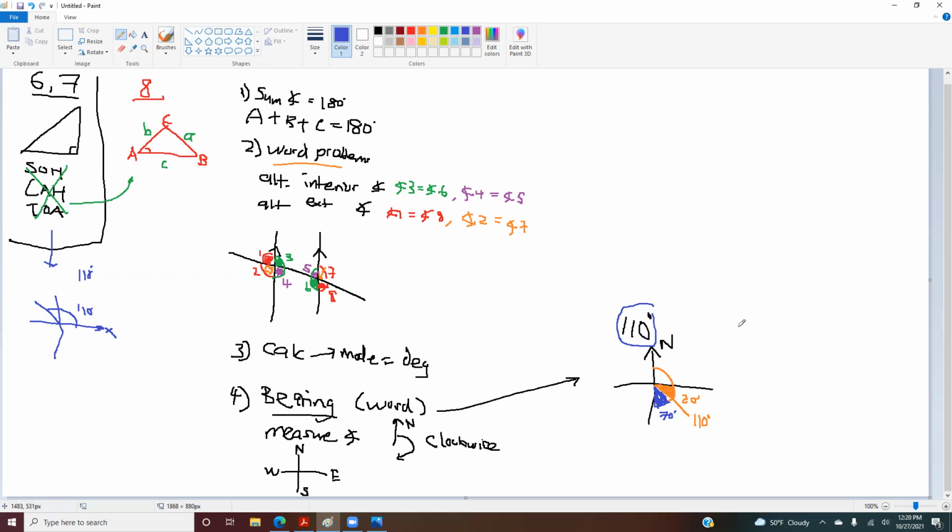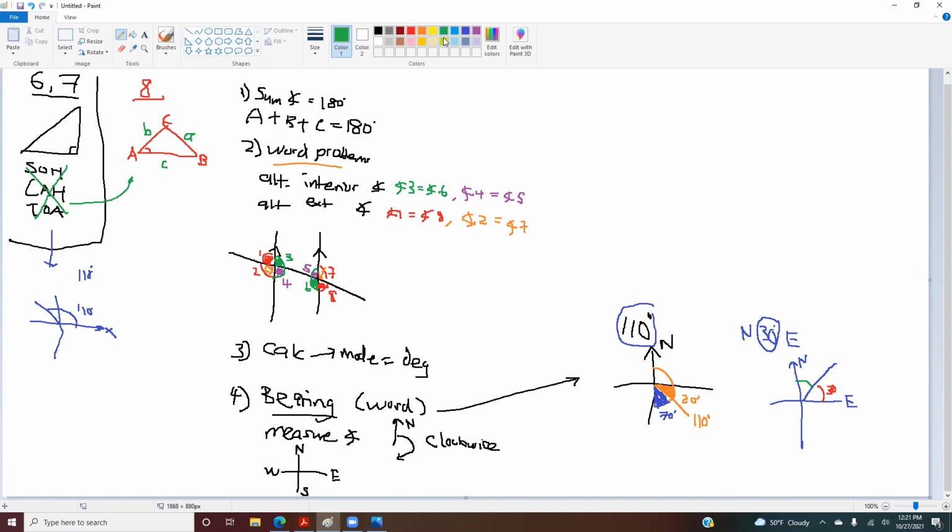Another way that a bearing is used is they give you something like north 30 degrees east. So where is north 30 degrees east? North is here, east is here. So that means your angle is going to be somewhere here. But my question to you is, when you draw this example, where is this 30 degrees? Is it at the green one or the red one? So which is the correct way?